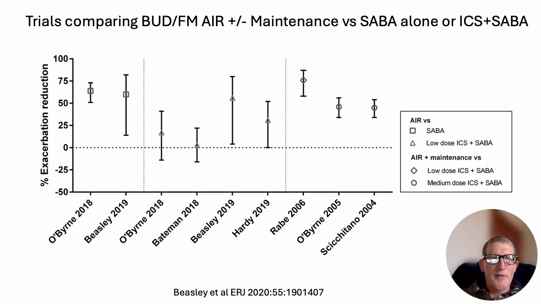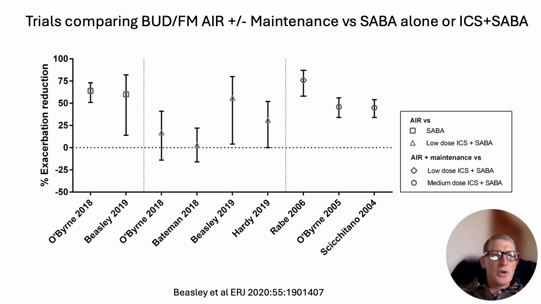So I've tried to graph this. This is actually taken from a very nice review written by Richard Beasley from New Zealand in the European Respiratory Journal. And these are the trials comparing budesonide formoterol as an anti-inflammatory reliever therapy plus or minus maintenance compared to using SABA alone or compared to using inhaled corticosteroid with a separate SABA reliever. And these are the means and the confidence intervals.